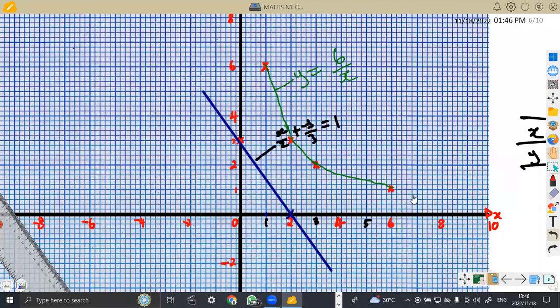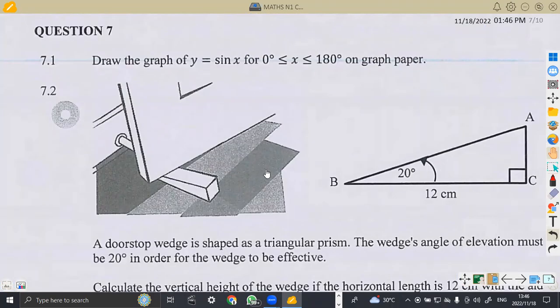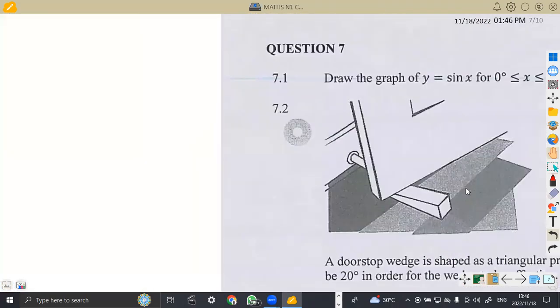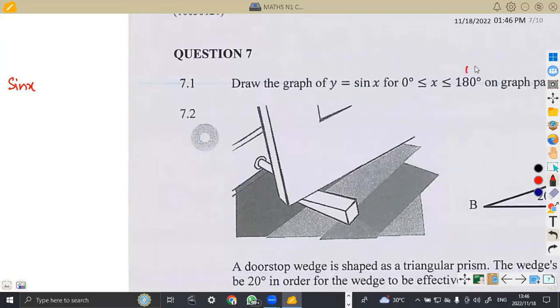We have got our graph paper here, but now I have a lot of things that I've written here. So I'm just going to show you what you are supposed to do on a sketch. Take note of the range that you're given, from 0 to 180. So this is 7.1. We've got the graph of y equals sine x, which is supposed to be drawn from 0 to 180.